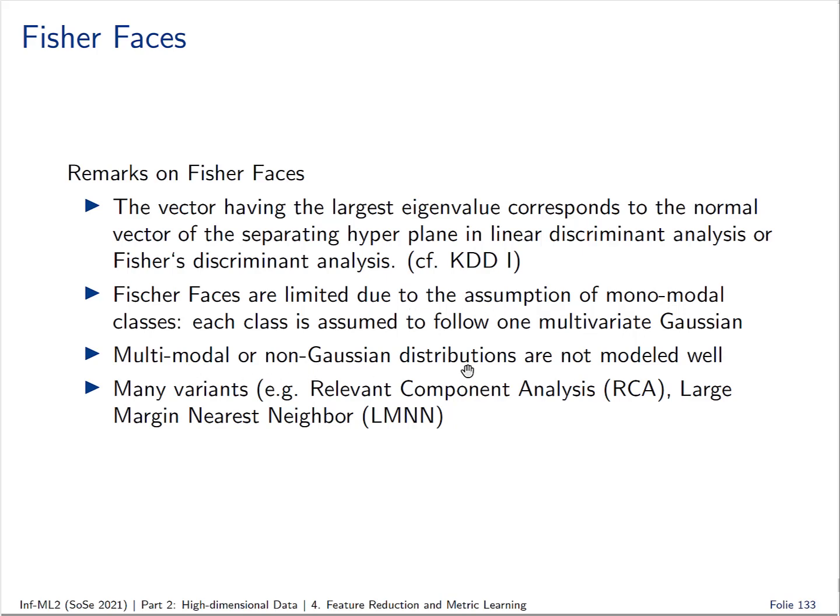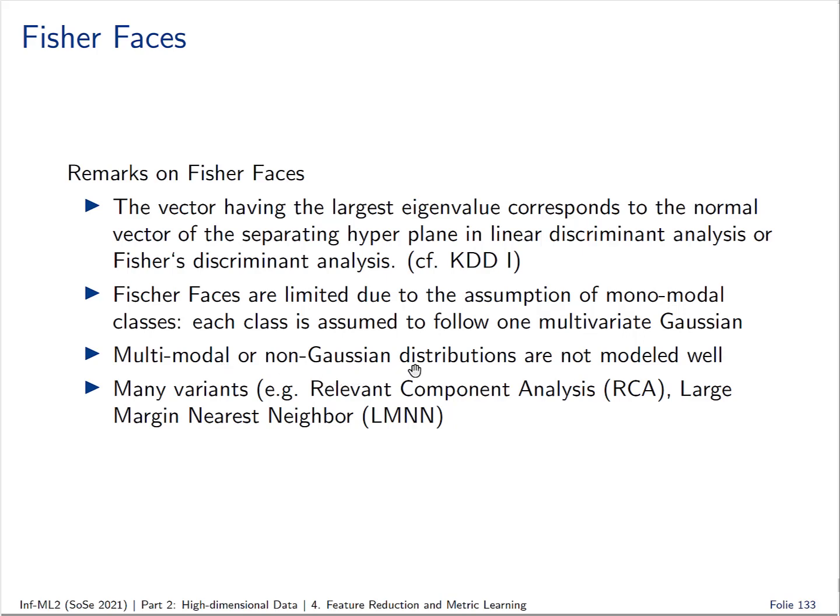Multimodal or non-Gaussian distributions cannot be modeled well, because there's no extension to multimodal or non-Gaussian distributions. So we always rely on this monomodal Gaussian assumption. If that assumption doesn't hold, we may have anything, so to say. And there are many variants of this basic Fisher faces, called relevant component analysis, large margin nearest neighbor approach, and stuff like that. They extend it a little bit, but not in terms of multimodal or non-Gaussian. Just so that you know.